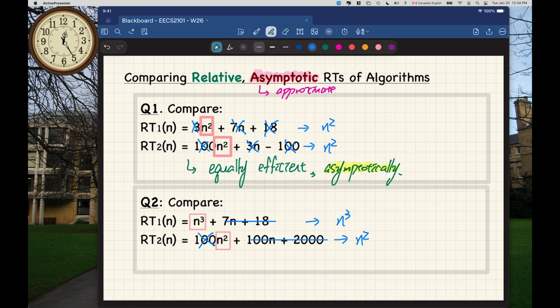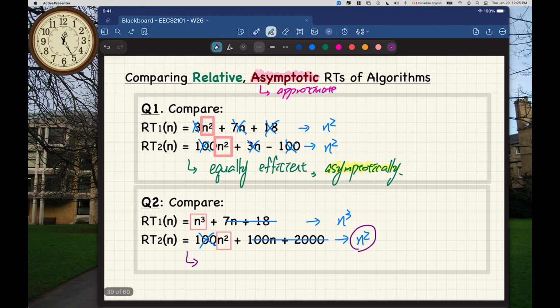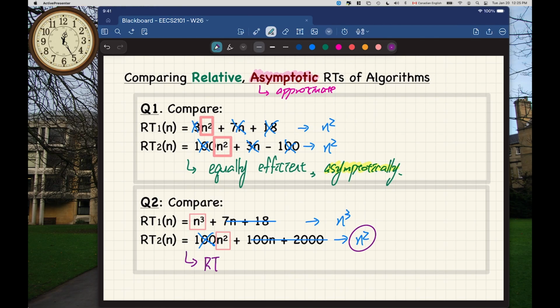Okay, let's write it down. Here you can say this one, RT2, is more efficient, which means taking less time when the input size n goes towards infinity. I'm just writing a little more informally. We are really trying to approximate when the input size goes towards infinity. And it's more efficient asymptotically. Again, it's important to say asymptotically.